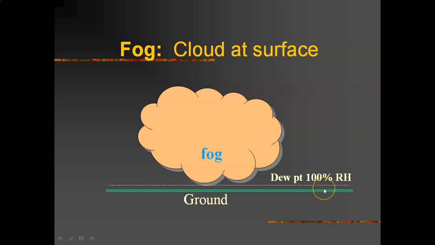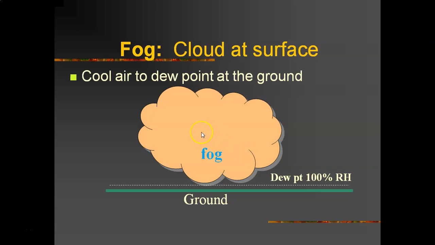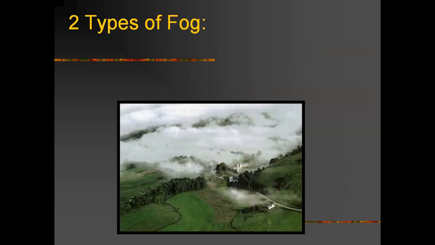And there are 2 major ways to excessively chill the ground surface so that you can chill the air and increase relative humidity to 100% at the ground. And here we've got my definition of fog. You've got to cool the air to dew point temperature at the ground, instead of getting it to rise in the troposphere. And there are 2 major ways. There are 2 types of fog.